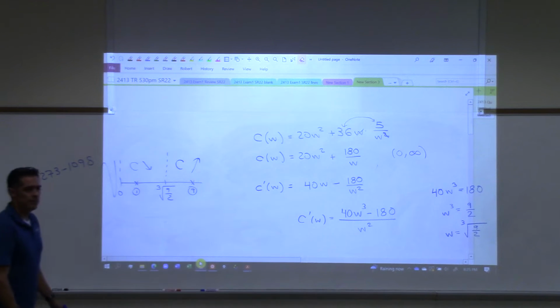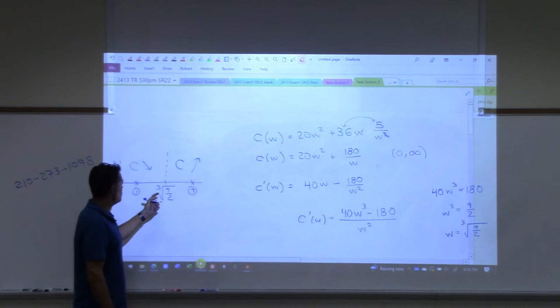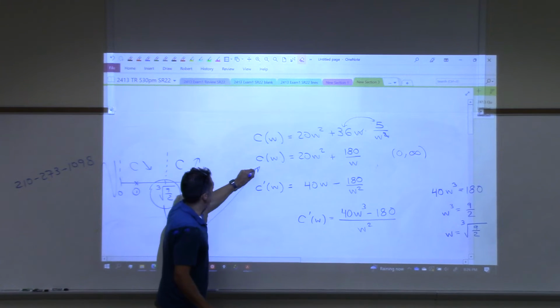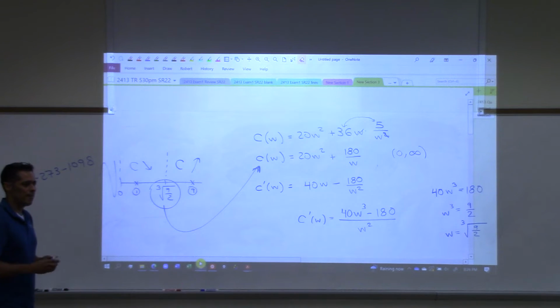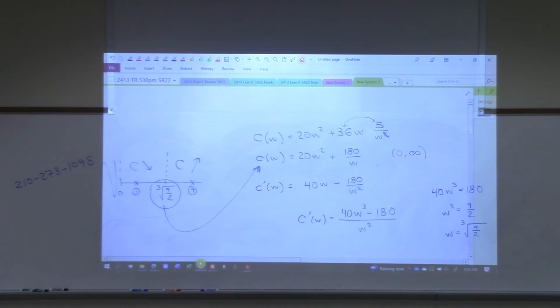All right. It wants the minimum cost, right? Find the cheapest box. It's not asking for dimensions. It's asking for the cheapest cost. Well, this is where we have the cheapest cost, right? So you're going to take this answer and plug it into the cost function for W, and that will give you your cheapest cost. I would just do it as a decimal. While you're doing that, I'm going to graph the cost function.